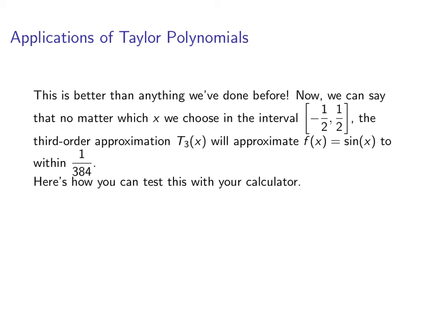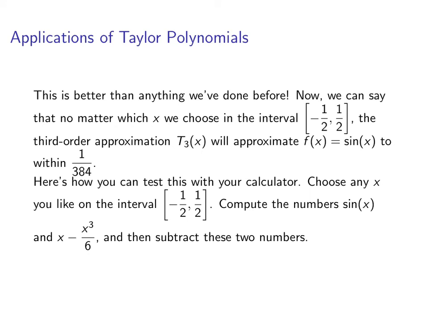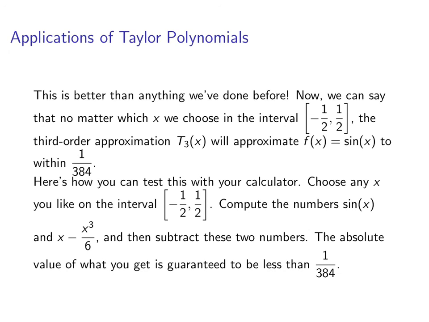Now, here's how you could test all this with your calculator. Choose any x you like on the interval from -1/2 to 1/2. Any x you want in that interval. Whatever you get there, the absolute value of that is guaranteed to be smaller than 1 over 384. So that works no matter what x you pick. Again, as long as you stay in the interval from -1/2 to 1/2.